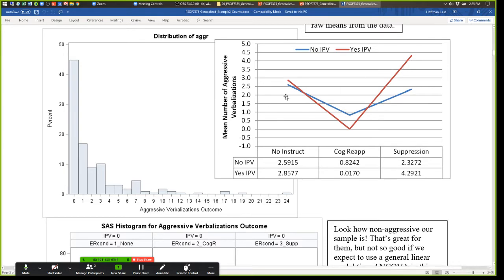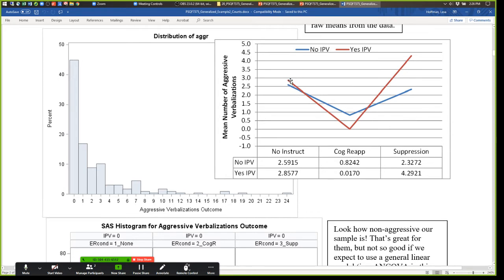So the first interpretation: does the difference, as a function of IPV, differ by strategy? That is the vertical distance between these points on this graph. And it kind of looks like it. Just eyeballing it, there's a bigger difference between the lines for the suppression condition relative to the other two. The difference is actually backwards in the cognitive reappraisal, and there's not much difference in the no condition.